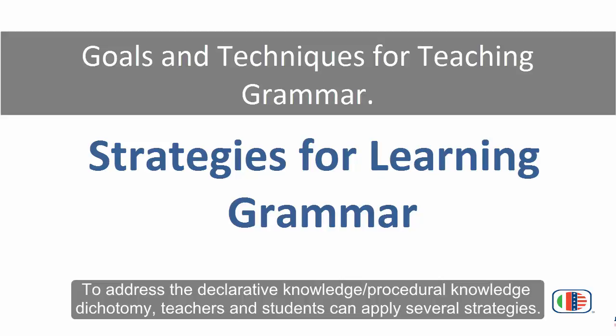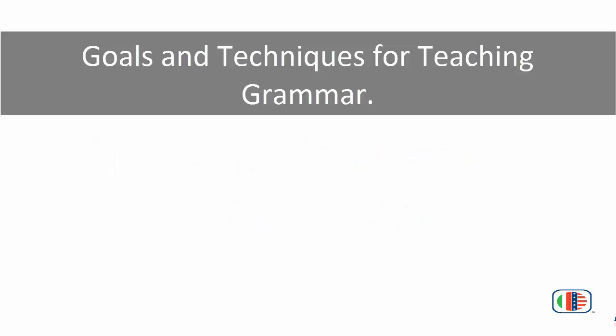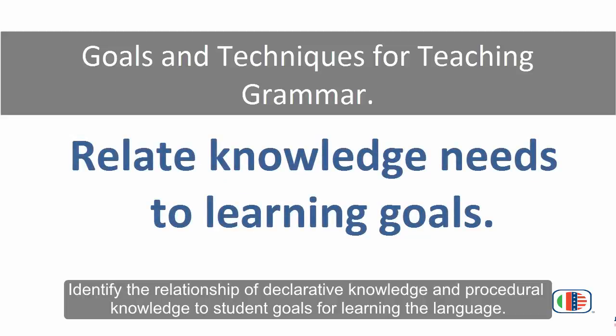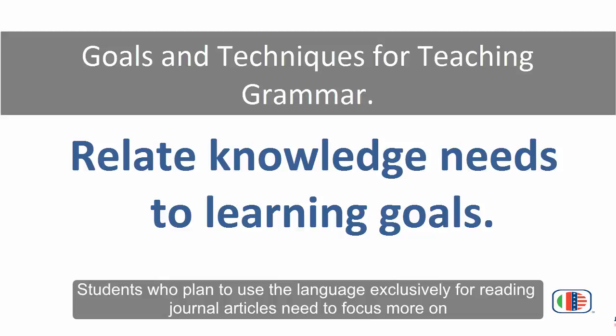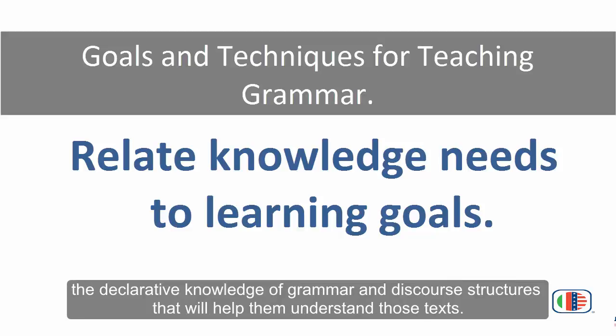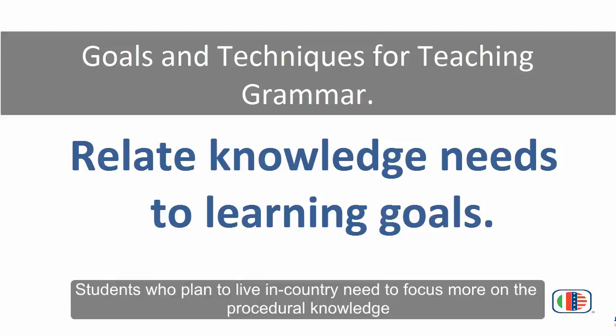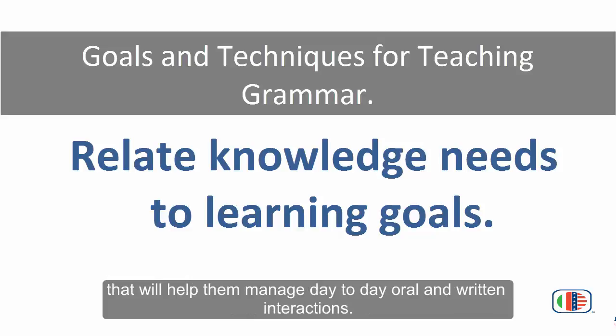To address the declarative knowledge-procedural knowledge dichotomy, teachers and students can apply several strategies. Identify the relationship of declarative knowledge and procedural knowledge to students' goals for learning the language. Students who plan to use the language exclusively for reading journal articles need to focus more on the declarative knowledge of grammar and discourse structures that will help them understand those texts. Students who plan to live in country need to focus more on the procedural knowledge that will help them manage day-to-day oral and written interactions.